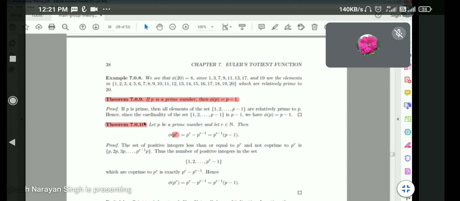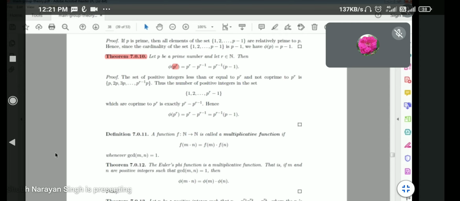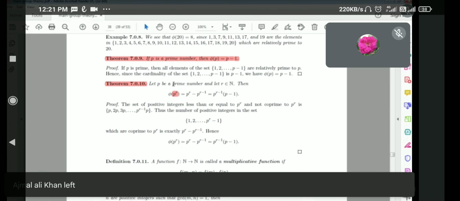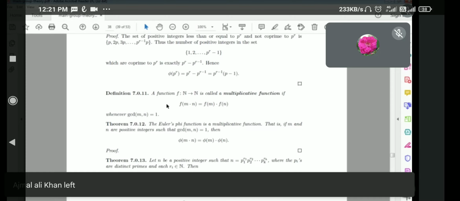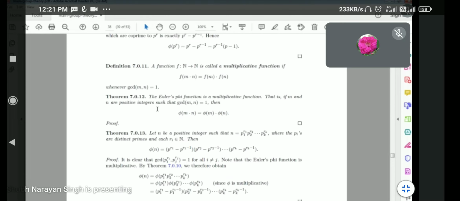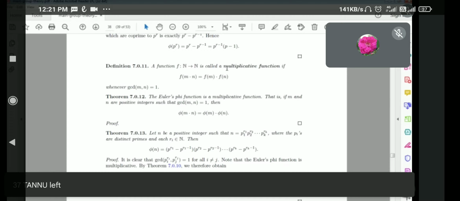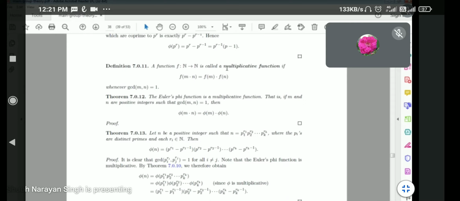And suppose the number n is not of the form p or p power r, but has a general form. For that we need another concept known as a multiplicative function, and there is one result that says your Euler phi function is a multiplicative function. That means if GCD of any two positive integers m and n is 1, then phi of m into n is equal to phi of m into phi of n.